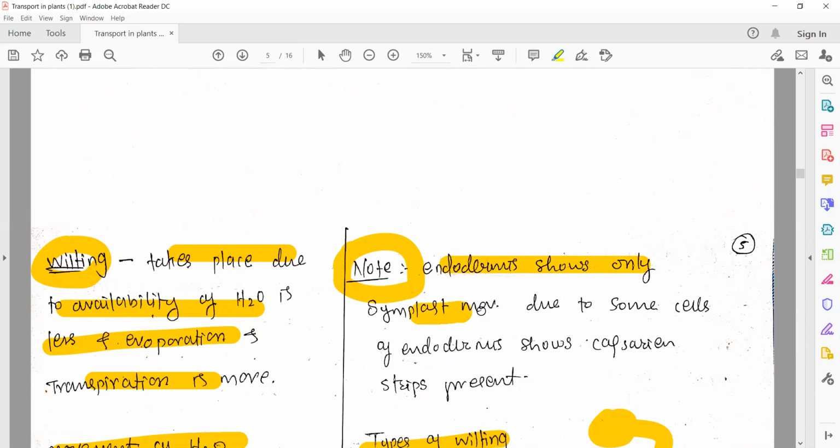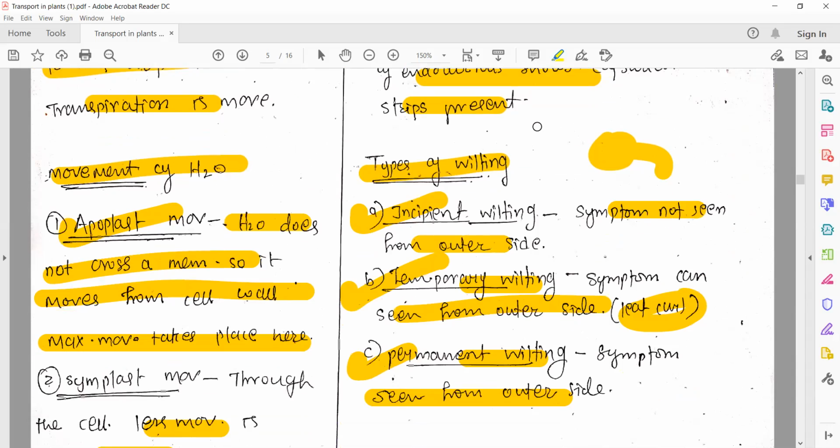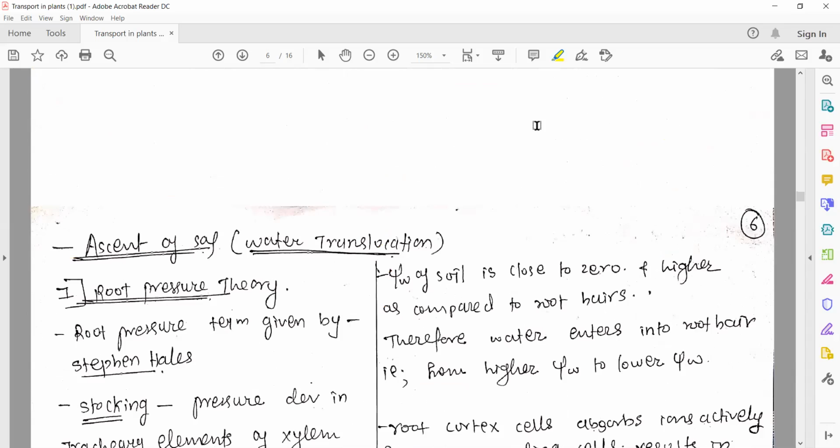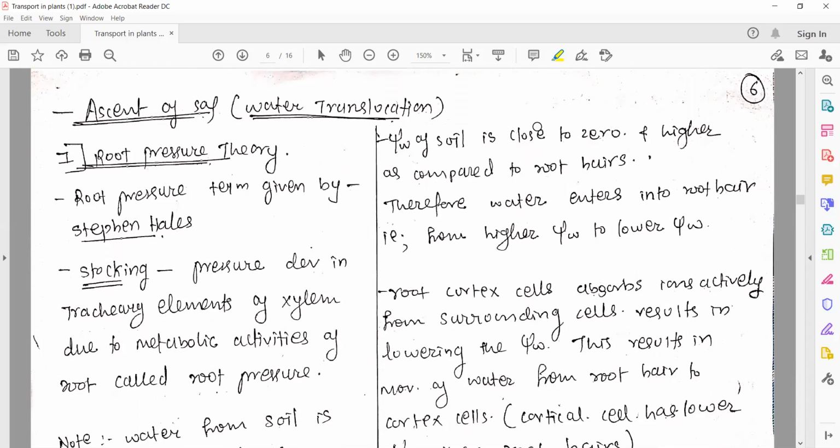Endodermis shows only the symplastic movement due to some cells of the endodermis which show the Casparian strips present over there. Understood why the symplastic movement has to take place rather than in the apoplast region? Because of the Casparian strips present over there. It is a kind of suberin deposition, because of that it is impermeable to water.